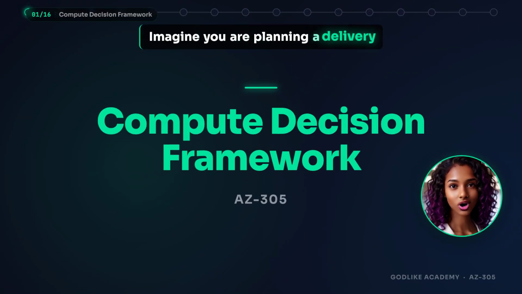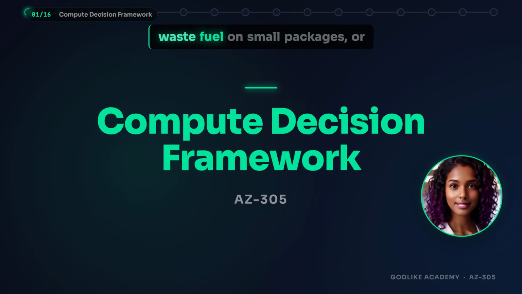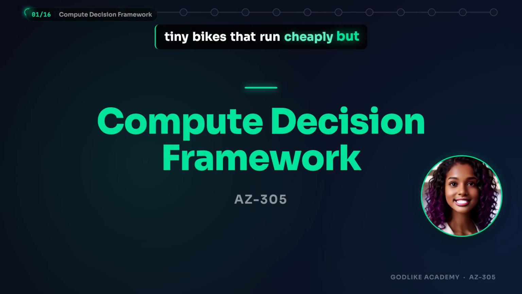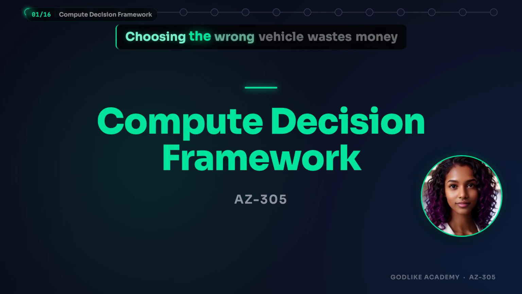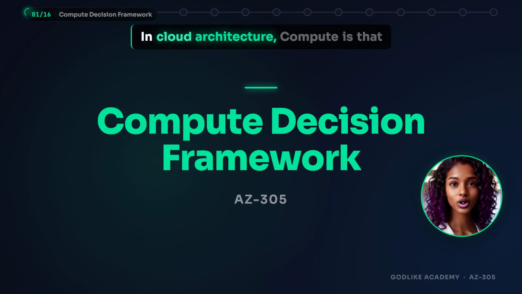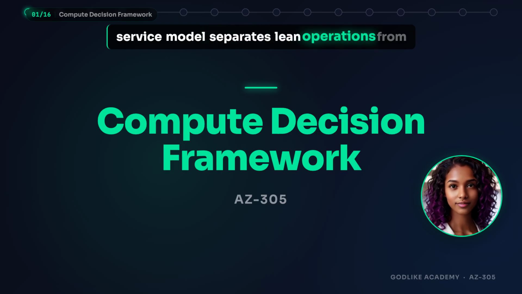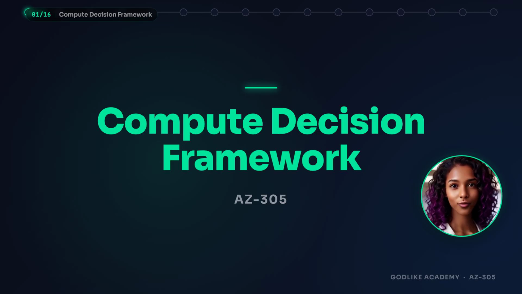Imagine you are planning a delivery fleet for a growing business. You could buy massive trucks that waste fuel on small packages or tiny bikes that run cheaply but carry nothing. Choosing the wrong vehicle wastes money and slows customers. In cloud architecture, compute is that fleet, and selecting the right Azure service model separates lean operations from bloated disasters.